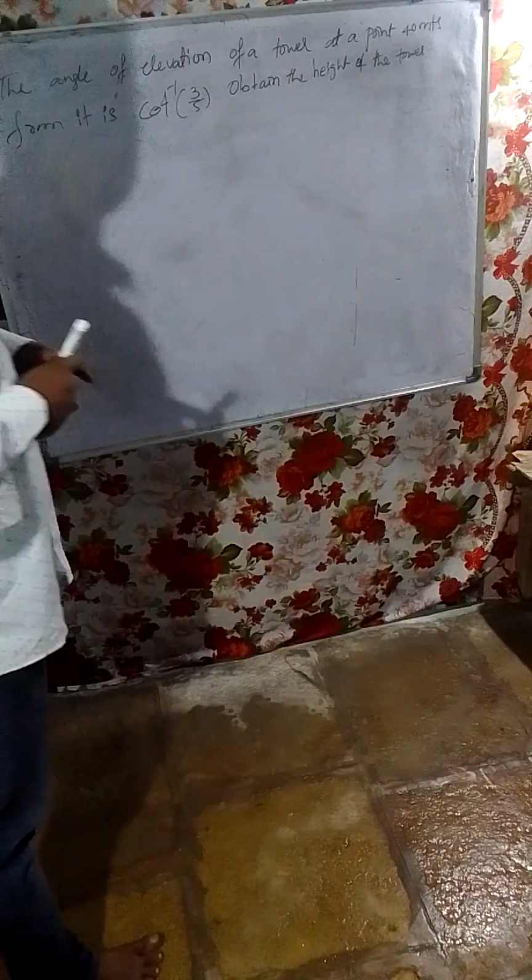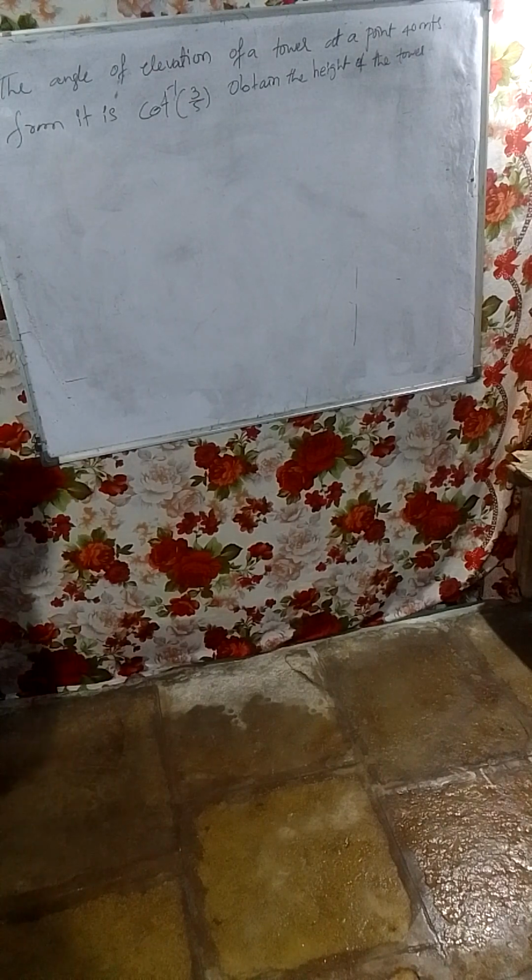See, same question, small changes. The angle of elevation of a tower at a point 40 meters from its foot is cot inverse 3 by 5. Simple, what is given in this question is that we should find out the height value.